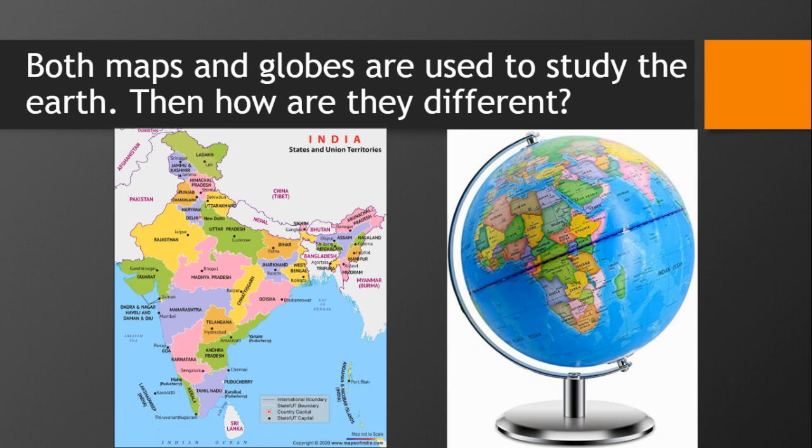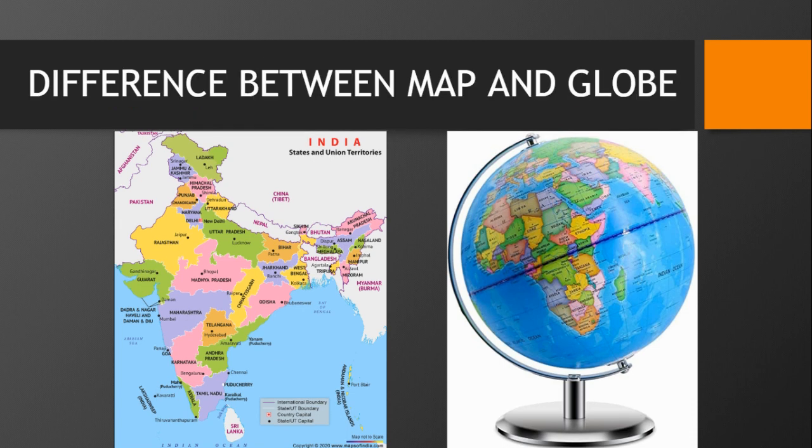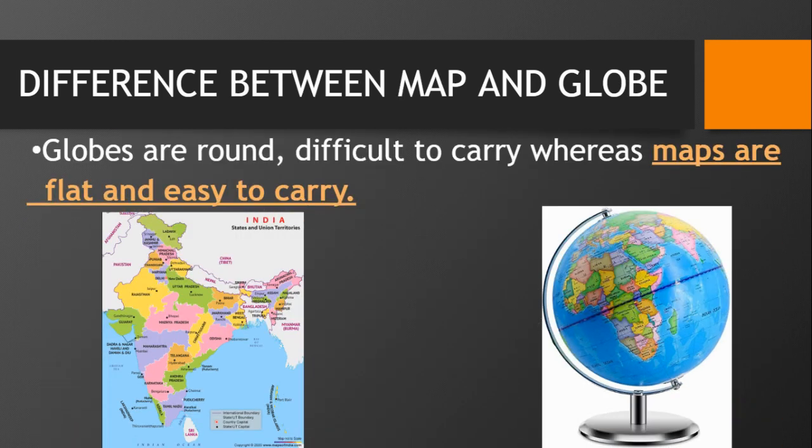Now, you must be thinking that both maps and globes are used to study the earth. Then, how are they different? Let us understand the difference between map and globe. The very first difference is globes are round and are difficult to carry around, but maps are flat and they can be folded or rolled up and carried easily.